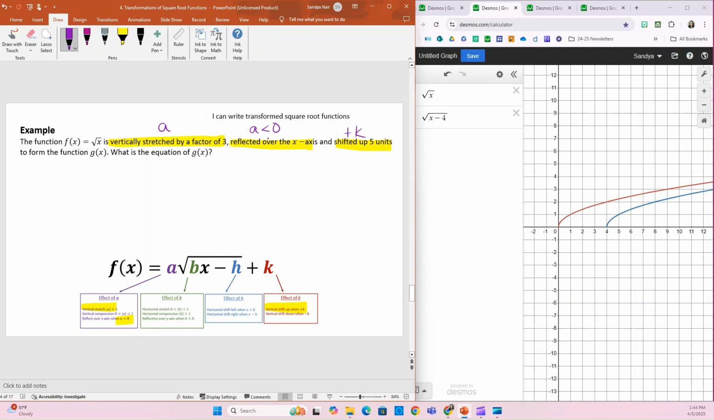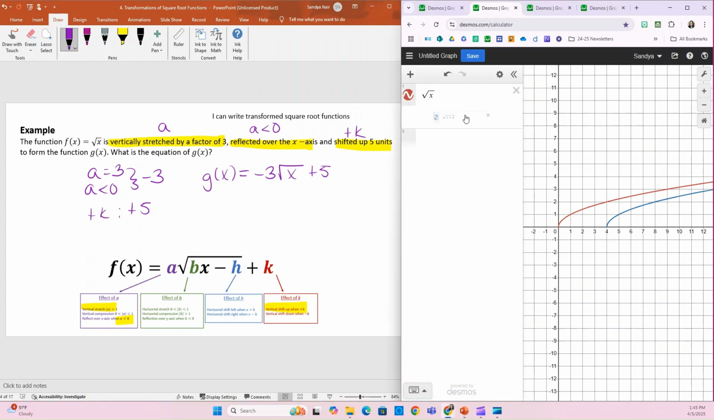So I'm going to go ahead and write a is 3, but since a is less than 0, I'm going to make that a negative 3. And so I have a plus k that is shifted up 5 units, so I'm going to make that a plus 5. So when I write g of x, I'm going to do a is negative 3, I have the square root of x, and then that plus 5 needs to go on the outside since it's a vertical shift.